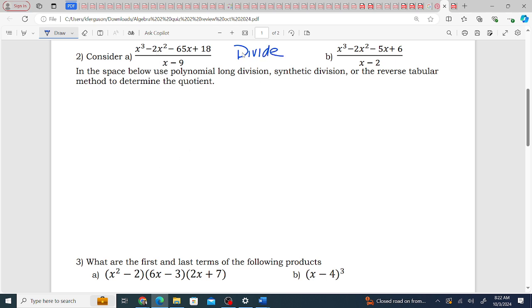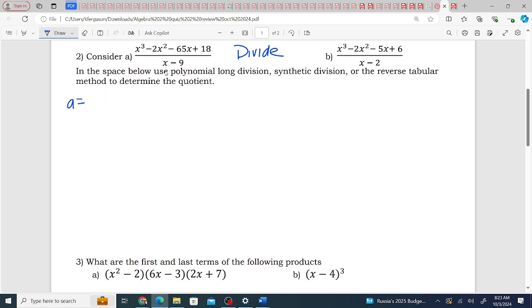So, if I look at my divisors, they both have no number in front of x, or the coefficient is 1, and the exponent is 1. So I could use synthetic division for those. I would always suggest you use synthetic division if you get the chance, because frankly, it's easier. So if I'm using synthetic division for the first one, what's my a equal?